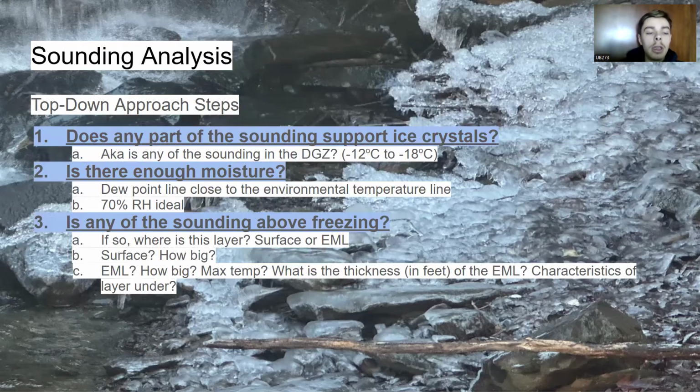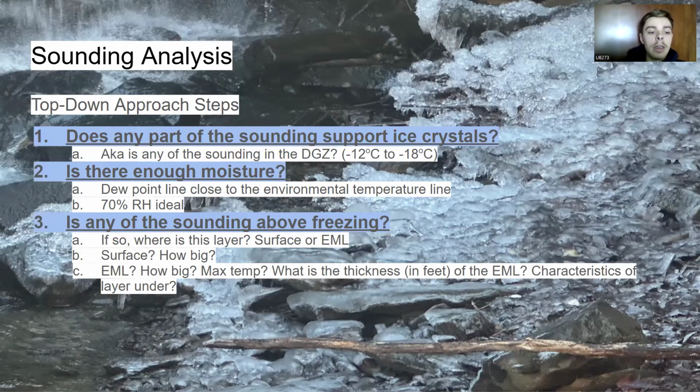Sounding analysis. If we're looking at a sounding, and we've talked about these soundings a lot, what is the order of the steps of what we should look at? Well, the first thing we want to know: does the sounding even support ice crystals? Is any of the sounding in the dendritic growth zone, the DGZ, which is -12 to -18 degrees? Look to see if the line goes into that range. Next, is there even enough moisture? You need approximately 70% relative humidity, so the dew point line needs to be close to the environmental temperature line.